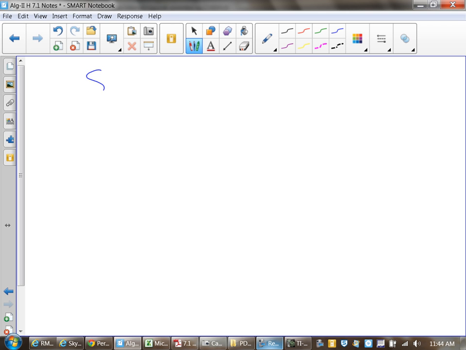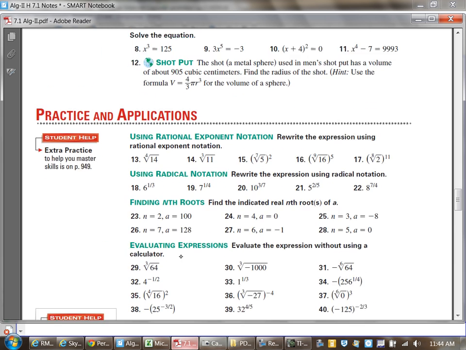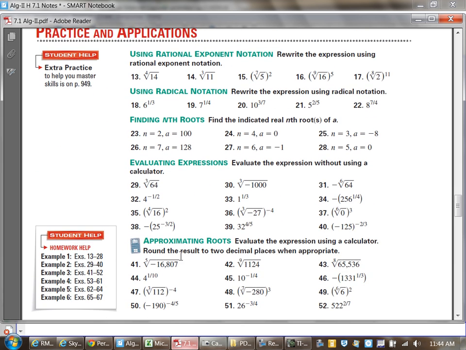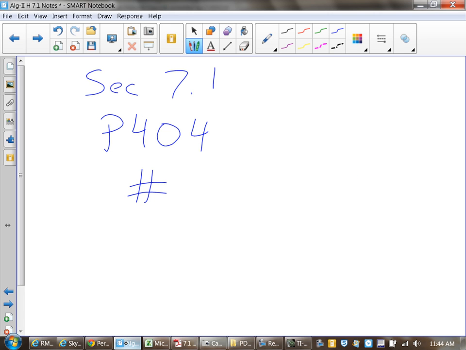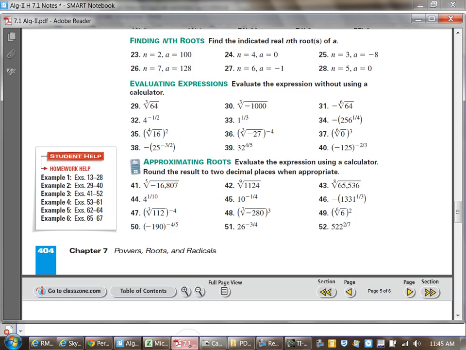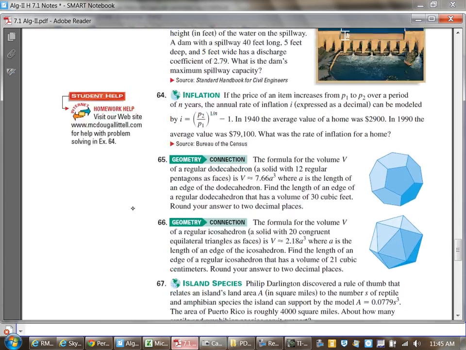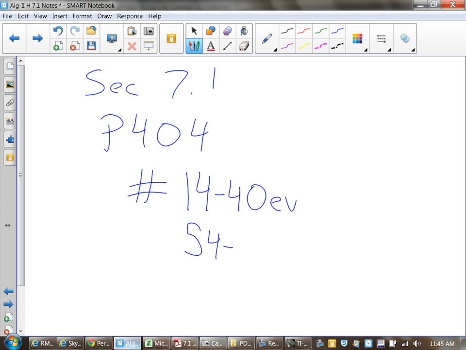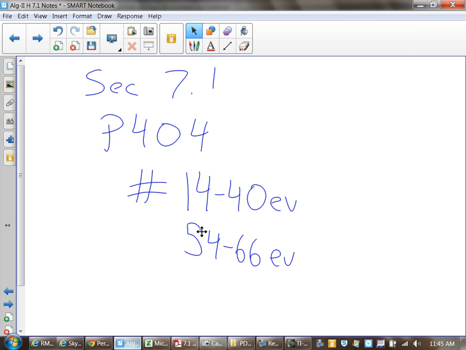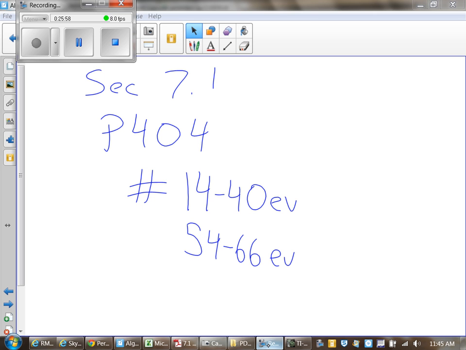From here, it's basically section 7.1, page 404. That's all I had. 14 through 54 to 66. Yep. We'll get that going for today. I'll put it up on the board because some of you guys don't like to carry books because they're heavy.